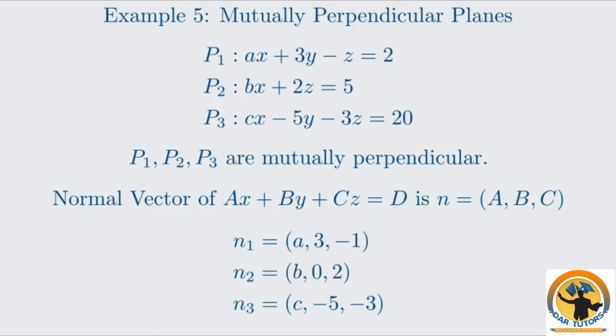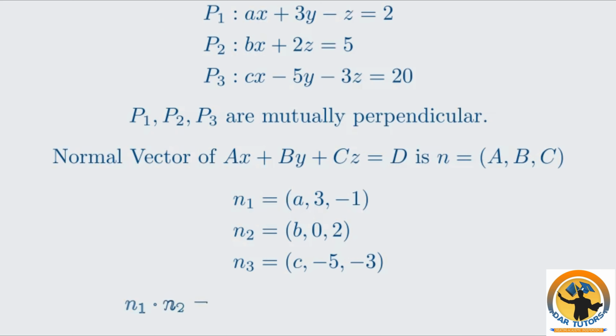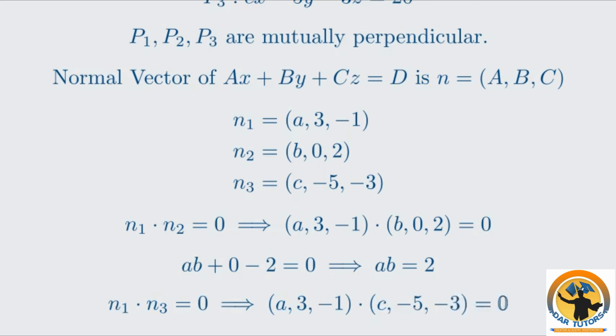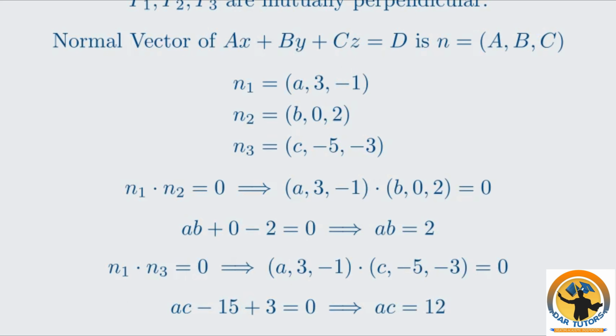Since the planes are mutually perpendicular, the dot product of any 2 normal vectors must be 0. Let's start with n1 and n2. Their dot product is a times b plus 3 times 0 plus minus 1 times 2, which equals ab minus 2. Setting this to 0 gives ab equals 2. Next, n1 and n3. Their dot product is a times c plus 3 times minus 5 plus minus 1 times minus 3, which equals ac minus 15 plus 3, or ac minus 12. Setting this to 0 gives ac equals 12.